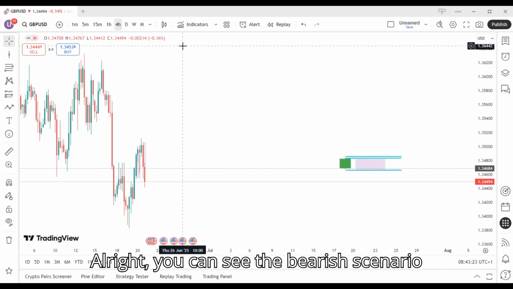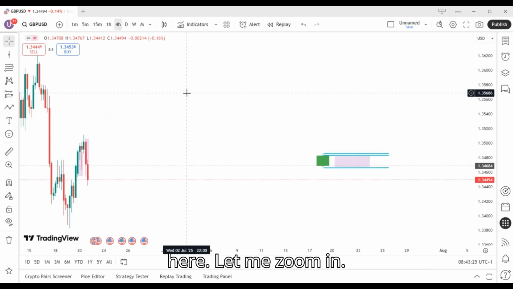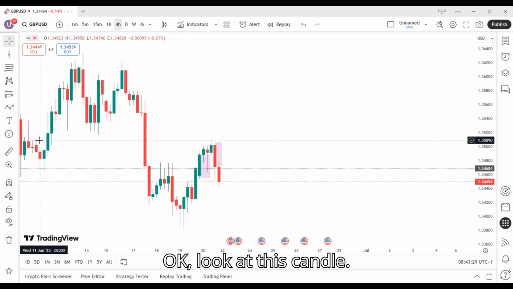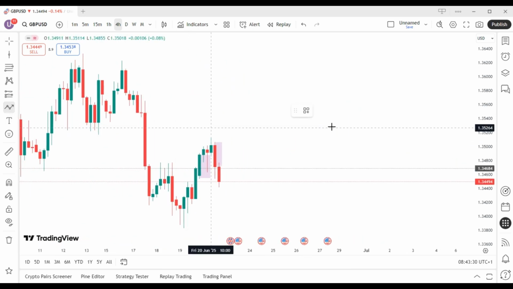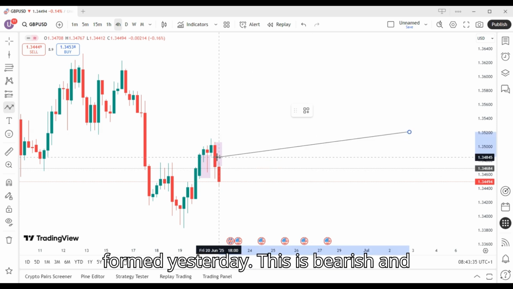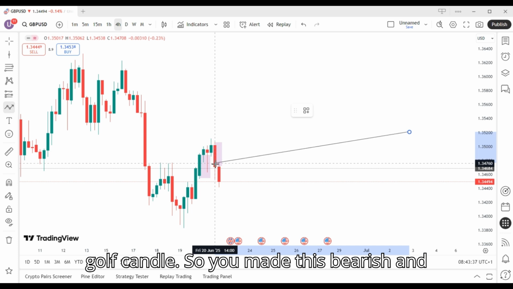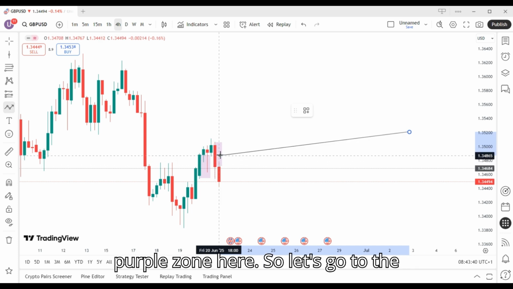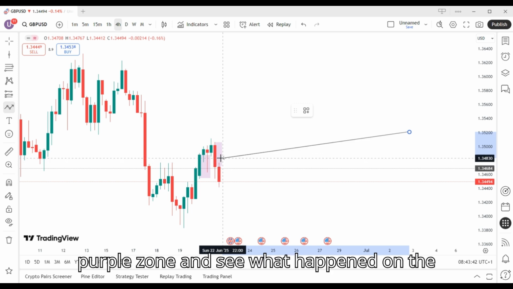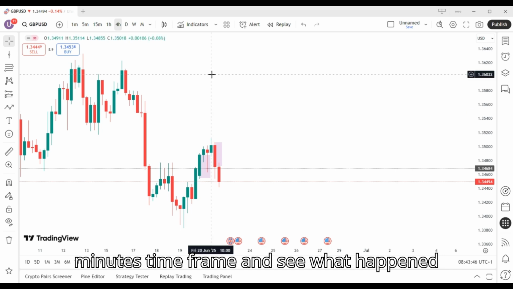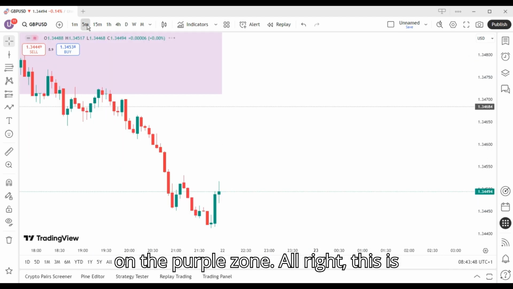All right, you can see the bearish scenario here. Let me zoom in. Okay, look at this candle. Look at this red candle that formed yesterday. This is a bearish engulf candle. So immediately this bearish engulf candle happened, you can see the purple zone here. So let's go to the purple zone and see what happened on the 5 minutes time frame.